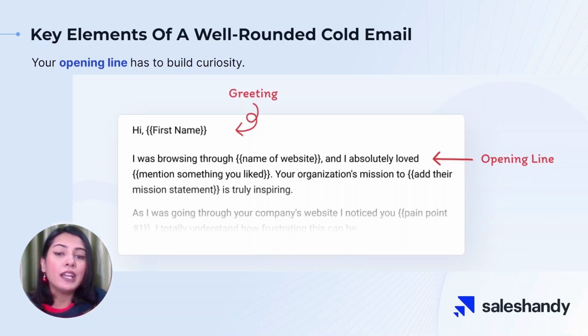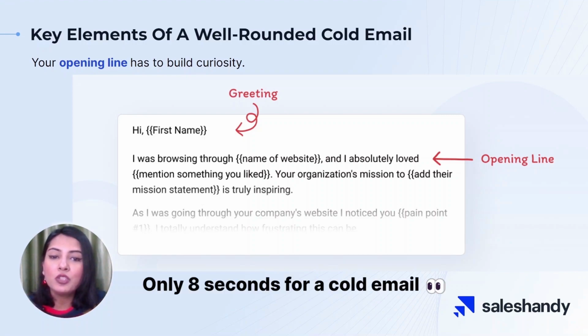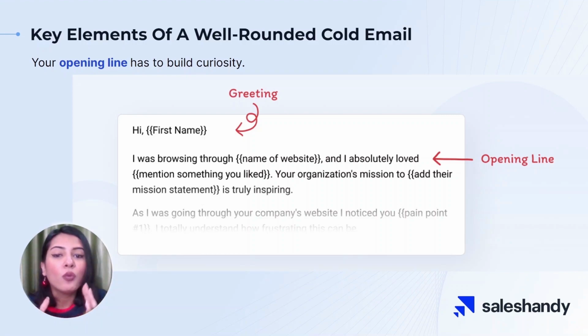All right, so the next element is the opening line. Your opening line's job is to build curiosity. Since the human attention span is declining, you have little time to build trust. One good way of writing an opening line is to conduct research. You can research about a particular company, industry, or any problem statement. This way, you can lock their interest from the very beginning.